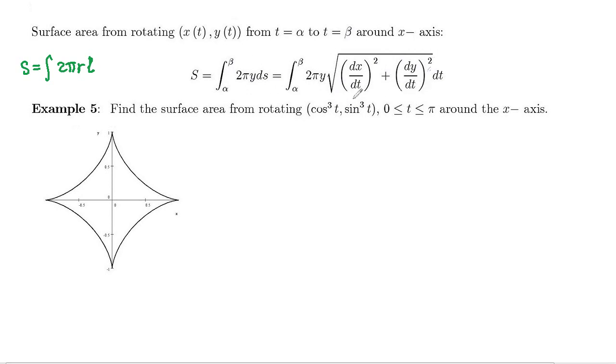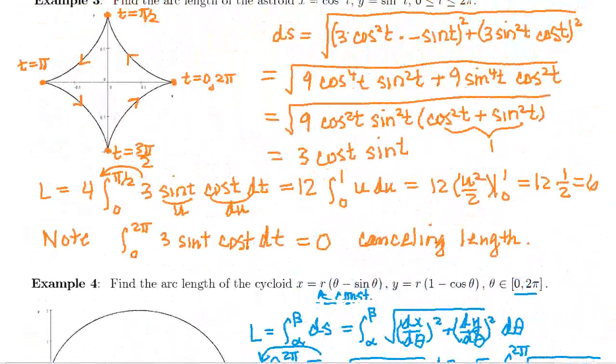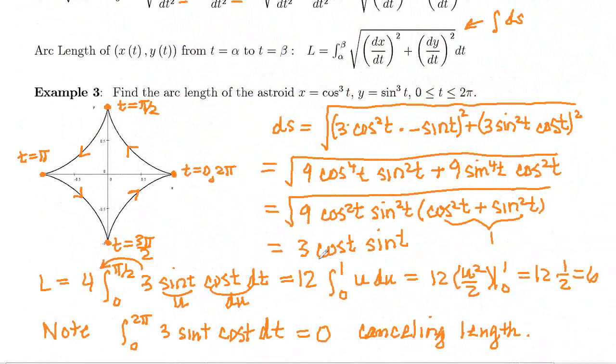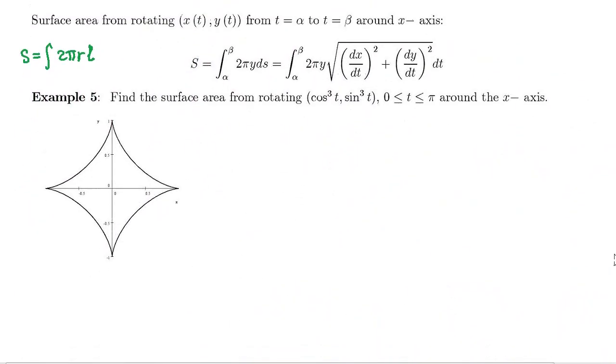Well, we've actually already done that in a previous example. That turned out to be, let's see, the square root of dx/dt squared plus dy/dt squared. That was 3 sine t cosine t, right here. 3 sine t cosine t. So I already did that once, so we don't have to redo that. So we are going to find our surface area of revolution here.